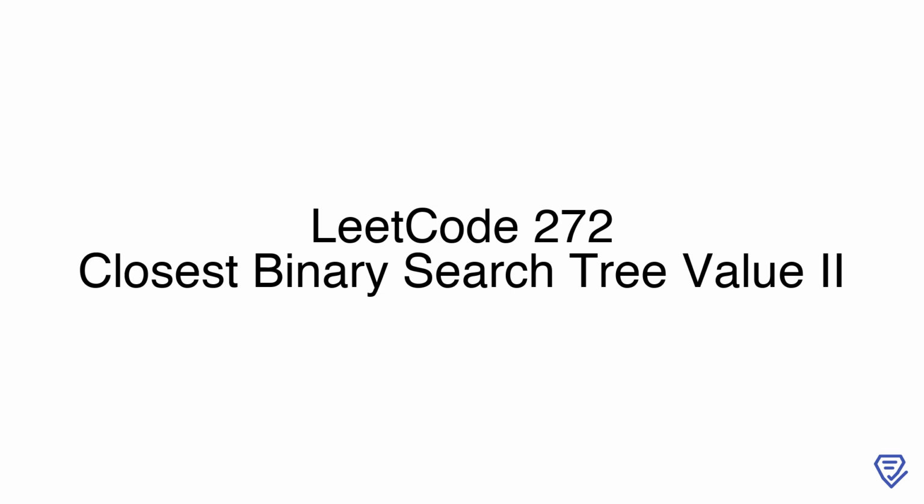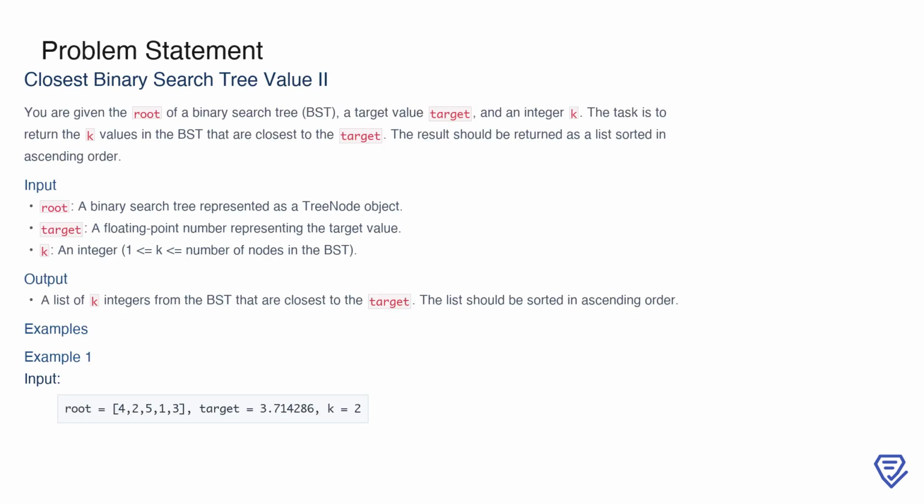Let's dive in. In this problem, you are tasked with finding the k values in a binary search tree, or BST, that are closest to a given target value. These values should then be returned as a list, sorted in ascending order. The input consists of three components: the root of the BST, which is the starting point of the tree, the target, a floating point number that represents the value we are comparing against, and k, an integer that specifies how many of the closest values we need to find. The constraints ensure that k is always at least 1 and does not exceed the total number of nodes in the tree. The output is a sorted list of integers containing the k closest values to the target.